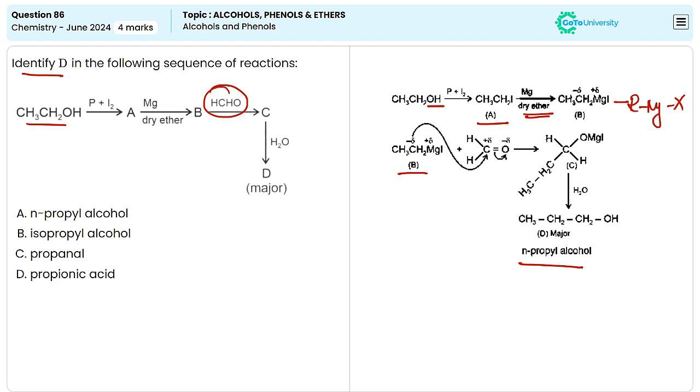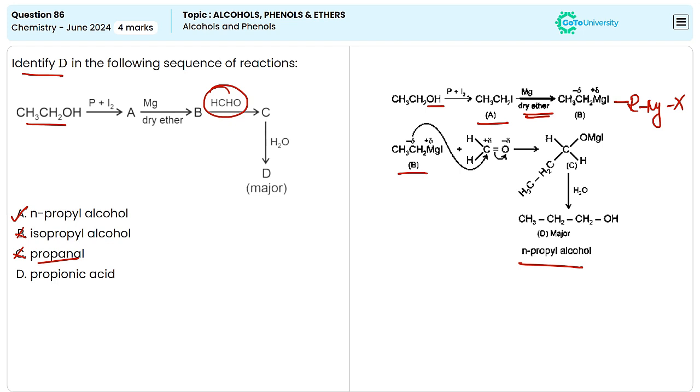Now let's come to the options given here. The first option is given as propyl alcohol. This is the product of the reaction. And the second option is wrong, that is given as isopropyl alcohol, which is not produced in the reaction. And the third one is given as propanal, the aldehyde, which cannot be produced by the end of the reaction.